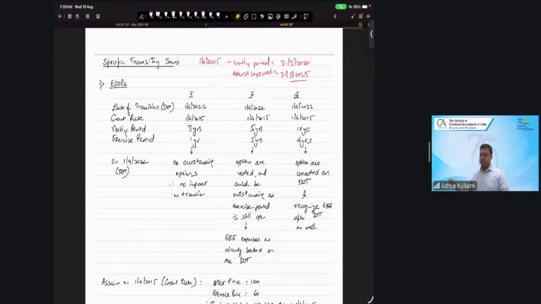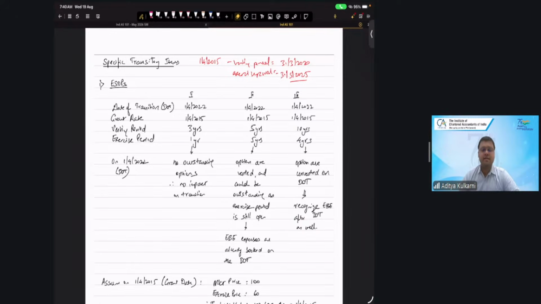First one is ESOPs. ESOPs are covered under which Ind AS accounting standard? Yes, Rashmi. You can unmute yourself, no problem. I will also feel that somebody is there in the class, right? ESOPs are typically covered under Ind AS 102.